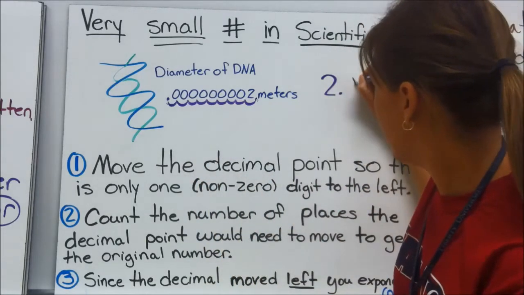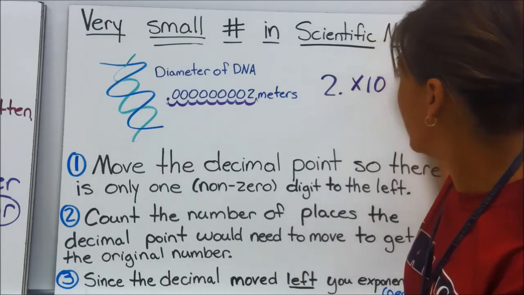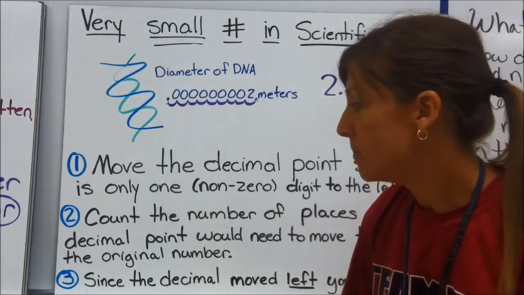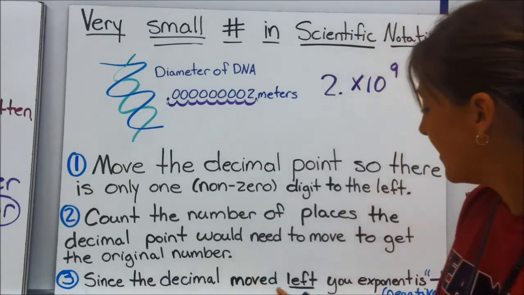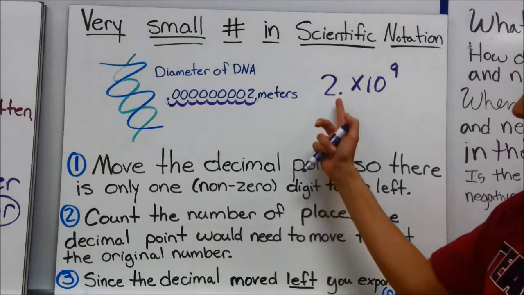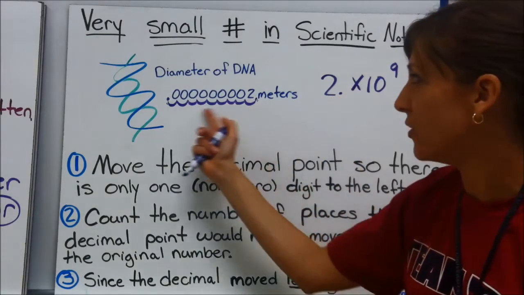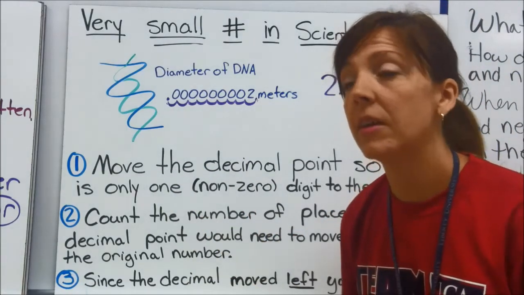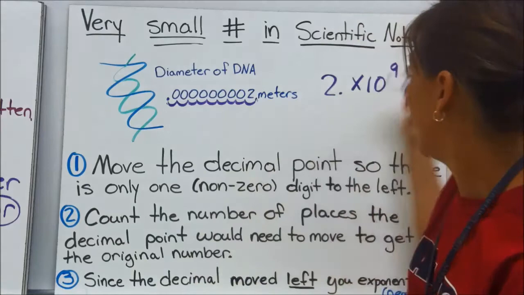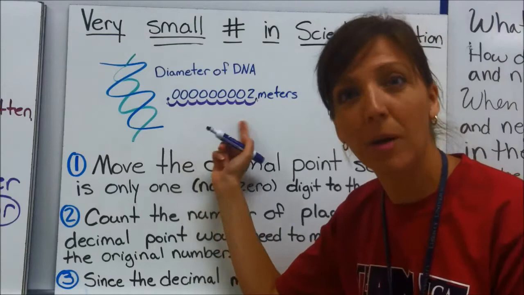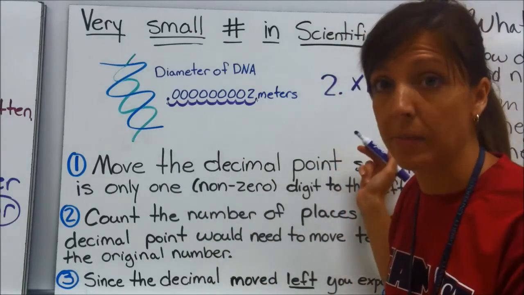Okay, so I'm going to put times 10. I'm going to put to the 9th here because I had to move the decimal 9 times. But the last step, since the decimal moved left, your exponent is negative. Okay, pay attention to that. Your exponent's going to be negative, since when I went to change it back to its original number, I moved the decimal left. Left on a number line is negative. Okay, it's a negative direction. So my exponent's going to be negative. Now when you have a decimal number, your exponent is going to end up coming out to be a negative number.